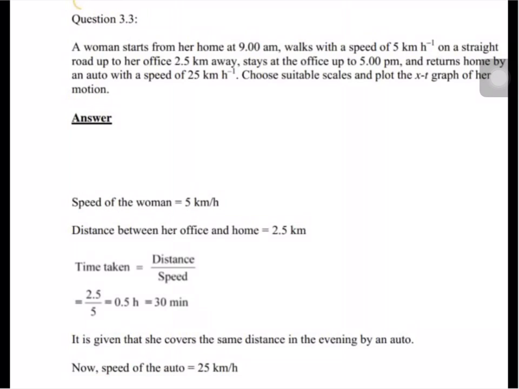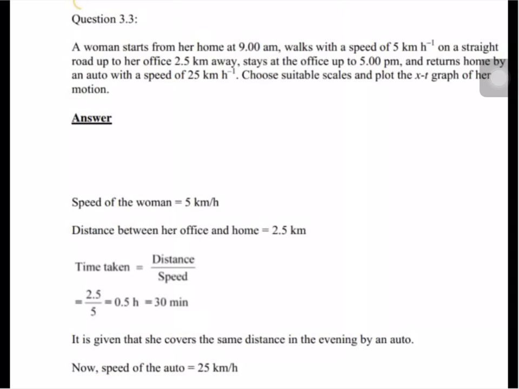So they asked for a displacement time graph. First of all, you see the distance is given, so we need only the time. So we calculate the time for morning as well as evening. For the morning, the speed of the woman is 5 km per hour and the distance is 2.5 km. You can get time equal to distance by speed: 2.5 by 5 equal to 0.5 hour, that is equal to 30 minutes.